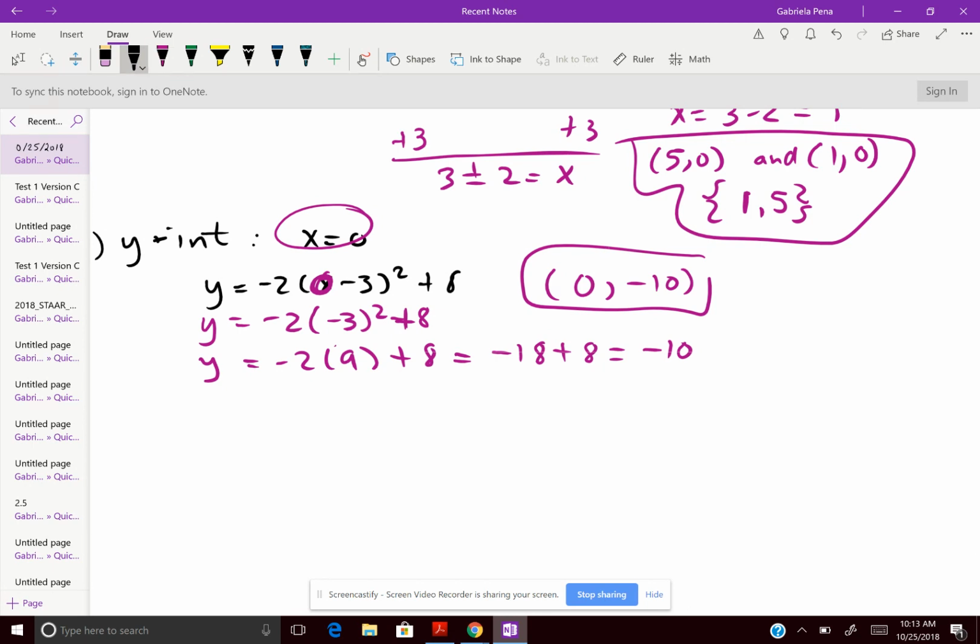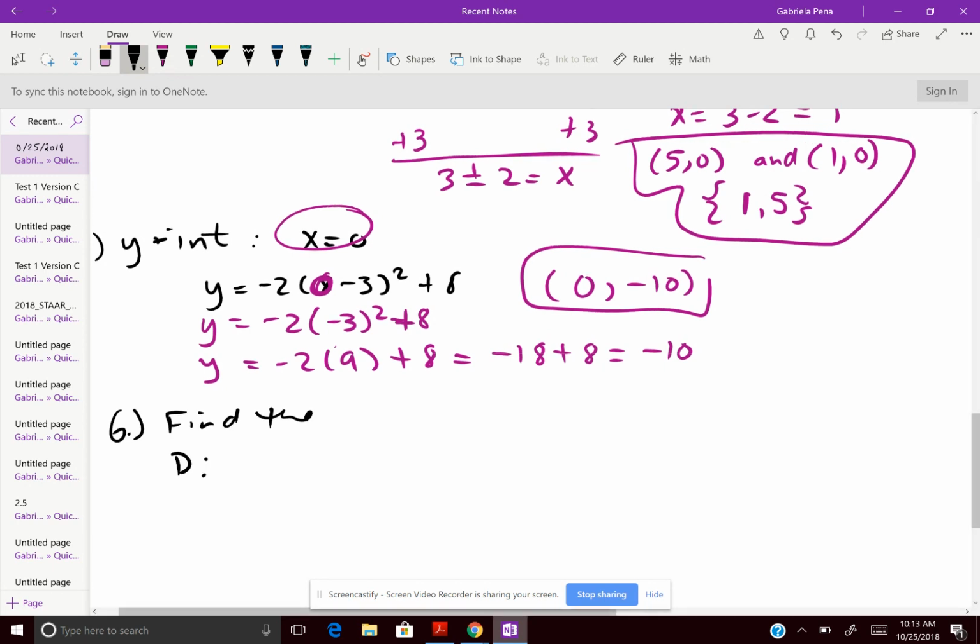Last thing we have to do is find the domain and find the range. Now, we have talked about parabolas before. What is the domain of any parabola? Negative infinity to positive infinity. Yes, negative infinity to infinity.